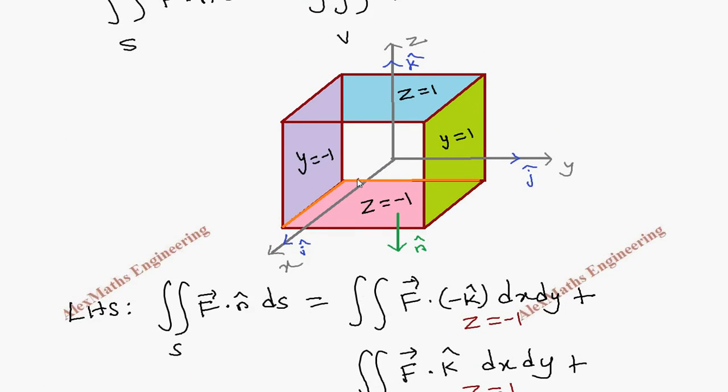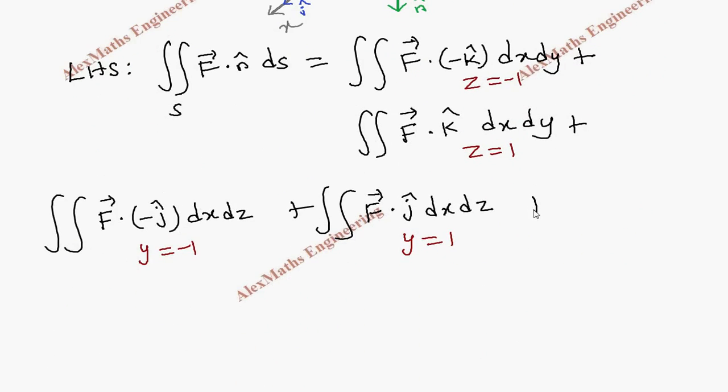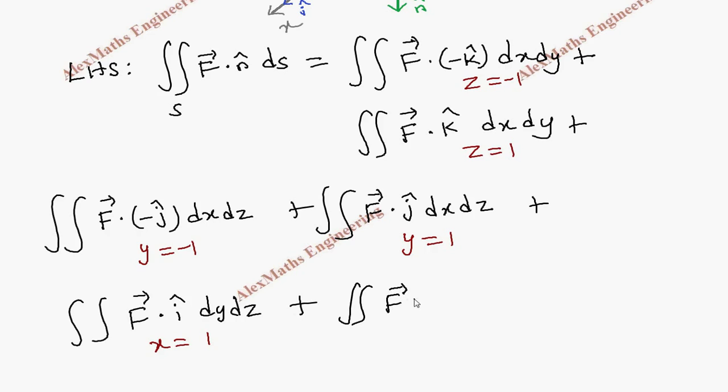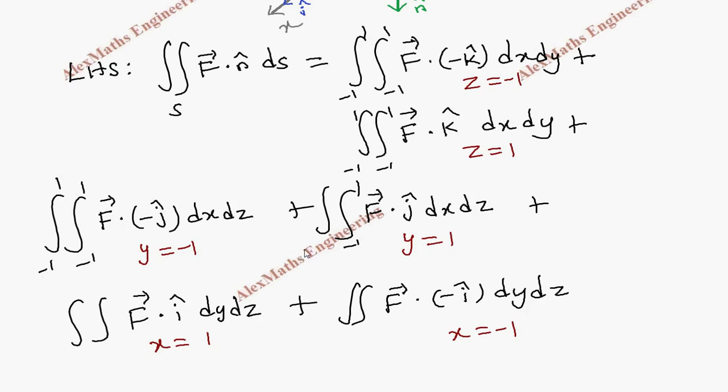In the same way, we have front and back two surfaces, which is f dot front side, it is i cap, and its equation of the plane is x is equal to 1. And this will be dy dz, and double integral f vector dot minus i cap dy dz, and this is x is equal to minus 1. And all the limits vary from minus 1 to plus 1. So let's write the limits also for these integrals, because everything is from minus 1 to plus 1. So we finish writing all the limits.